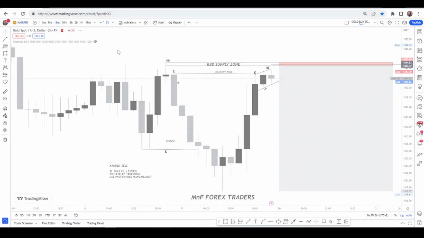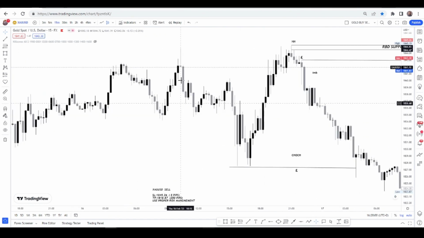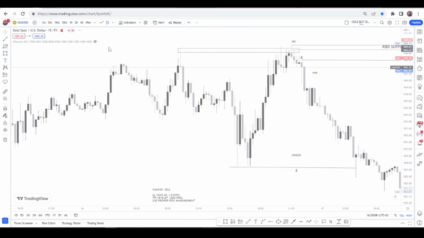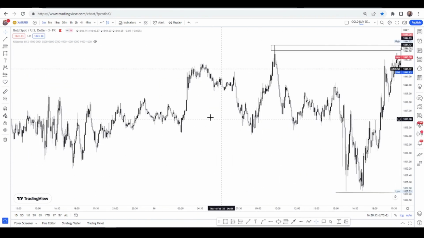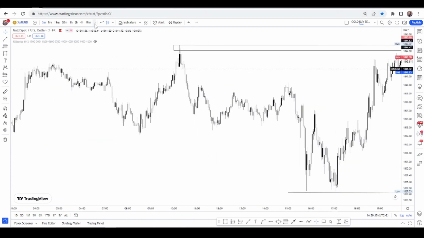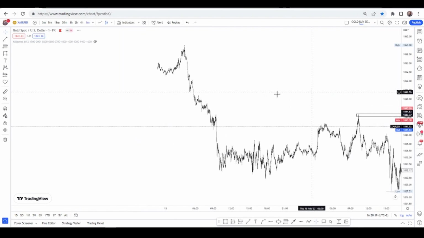So let's go to the 15-minute time frame. If you go lower, I can promise you that we'll have something like this here. So let's go to the 3-minute time frame. Okay, nothing. How about 1 minute? Just trying to prove a point here.